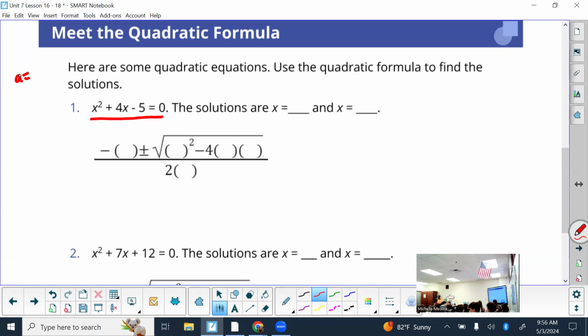Table 5, what's gonna be my A? So A is always what's in front of the x squared. What's in front if it's not written? So A is 1. A, B, and C should always be numbers, never x's. So yes, A is always in front of the x squared. Table 6, what's my B? Table 7, what's my C?